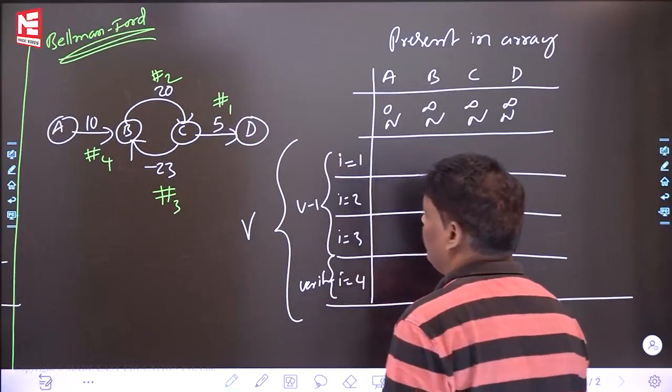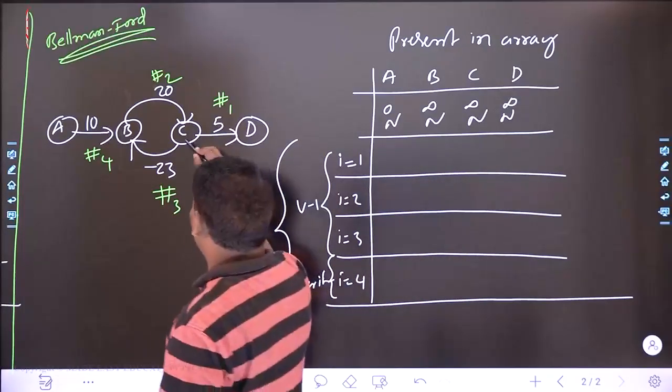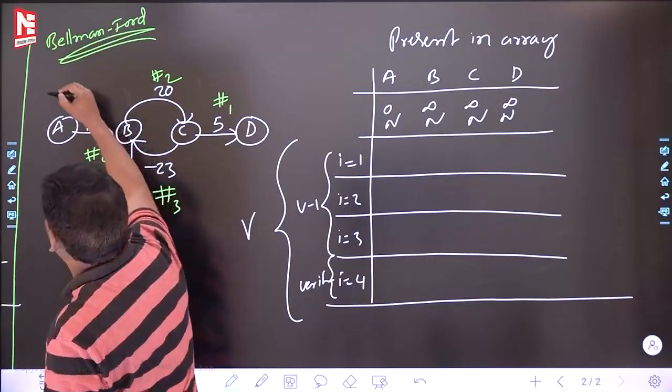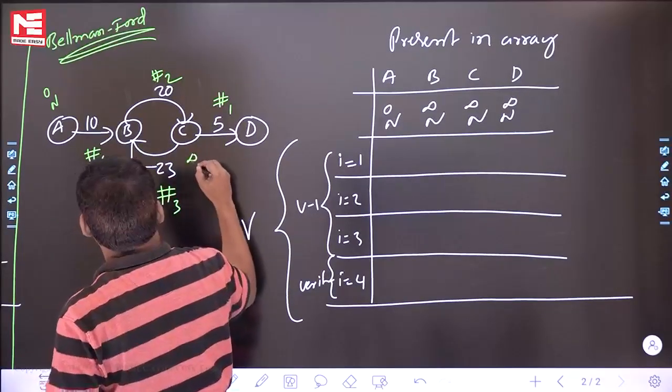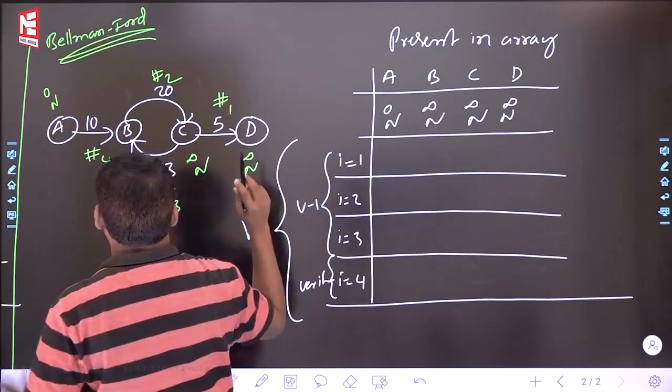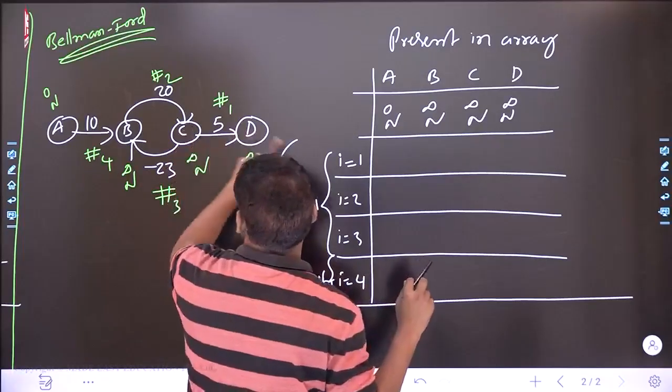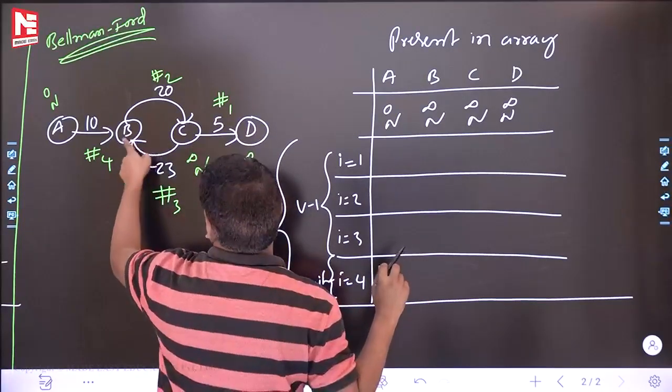Decrease key operation at every edge. Start with the first edge, C to D. Let me give those also. What is the answer? A is 0 null. It is infinity null. It is also infinity null. It is also infinity null. Now see this one. Edge number 1, C to D. Edge number 2, B to C.